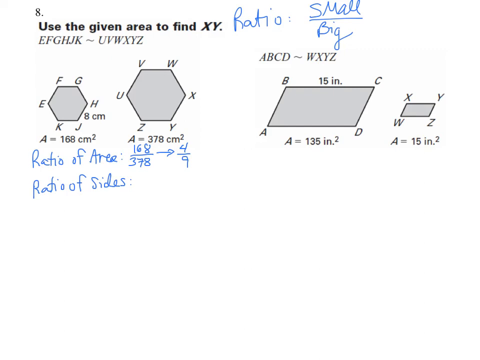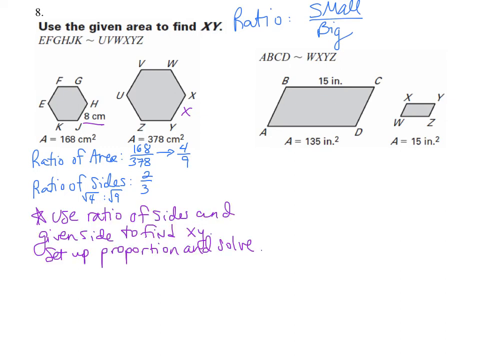So if I want the ratio of the sides, remember we want to take the square root of those numbers. So the square root of 4 and the square root of 9 will give us a 2 over 3 for the ratio of my sides. Now remember on the other ones, we need to use this ratio of my sides to find one of the missing sides. The missing side that we need to find is right here, and we have the corresponding side that goes with it, and that is my 8. So that means that we need to use the ratio of the sides and the given side, that 8 up there, and we need to set up a proportion again to solve for my x.